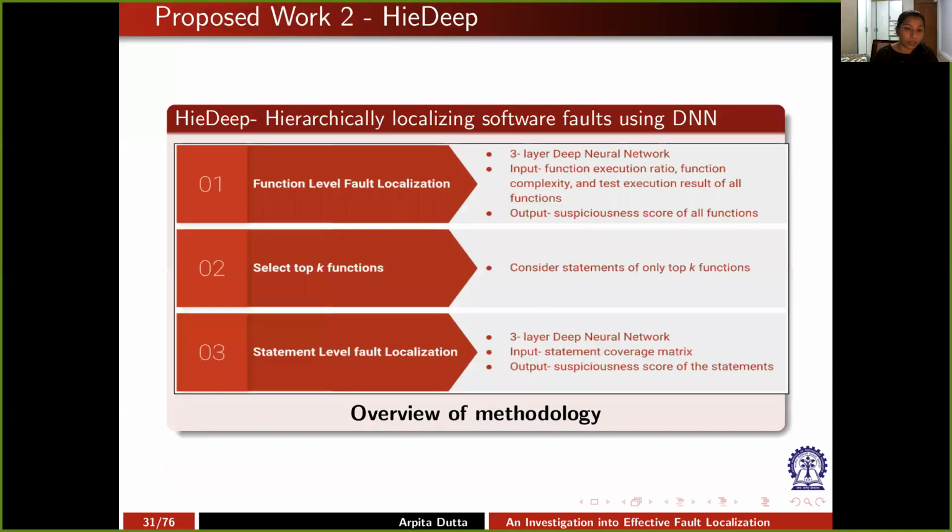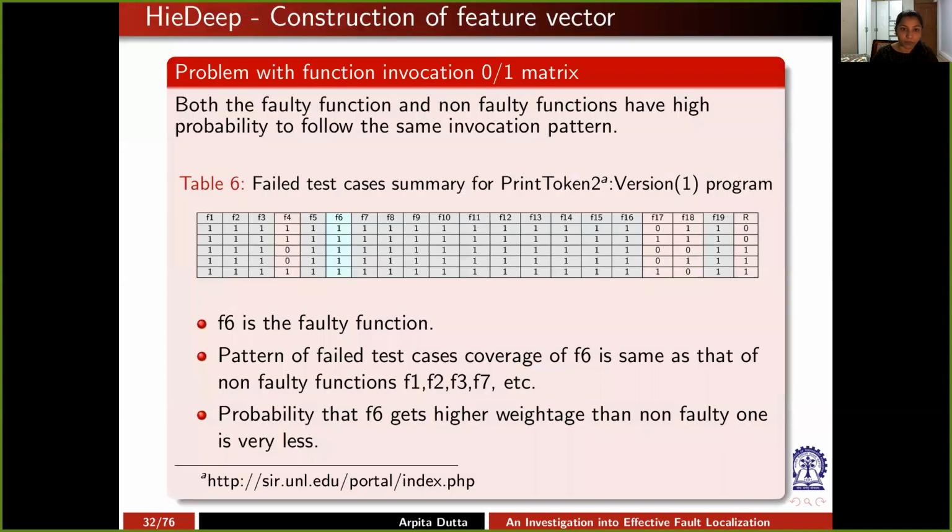So to get rid of this problem, we have defined a hierarchical method for fault localization where we first localize the bug at the function level, and then we select the top k suspicious functions, and then we dig for the bug in the statements involved in those k suspicious functions only.